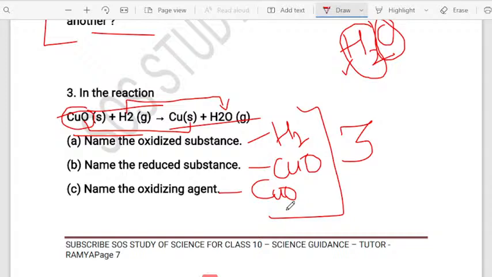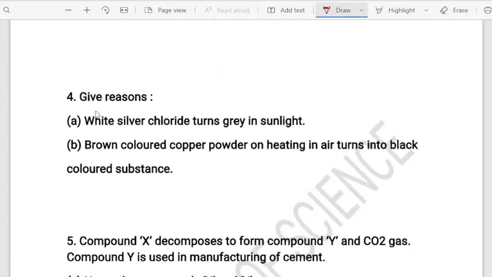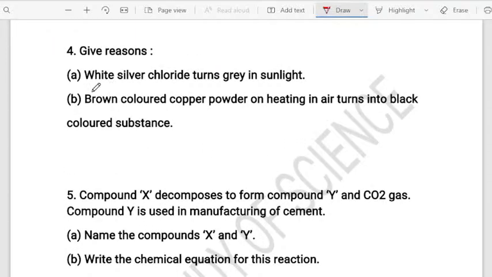Okay, fine. Next question, there is a give reason. White silver chloride turns gray in sunlight. Why? White silver chloride turns gray in color. White silver chloride turns gray in sunlight. Why? What is happening here? Okay, I'm expecting the answer from you. What exactly is happening here?